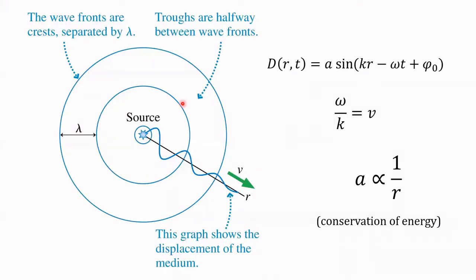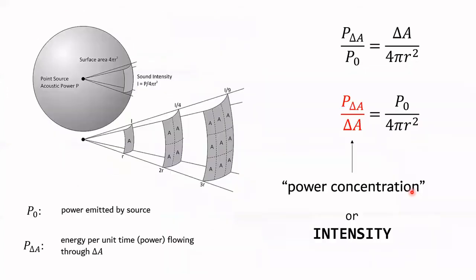And it's not difficult to show that for spherical waves, the amplitude has to drop off with the inverse of the distance. So twice as far from the source would mean 1/2 the amplitude. 10 times as far from the source, 1/10 the amplitude. So the amplitude is not a 1 over r squared law. It's the intensity that obeys the 1 over r squared law.